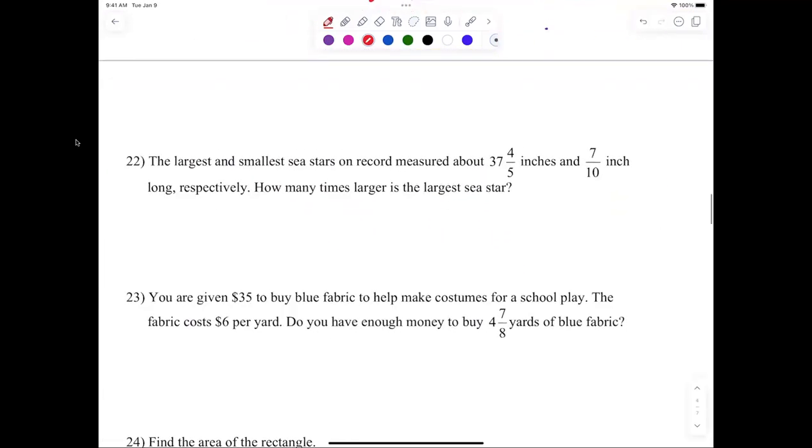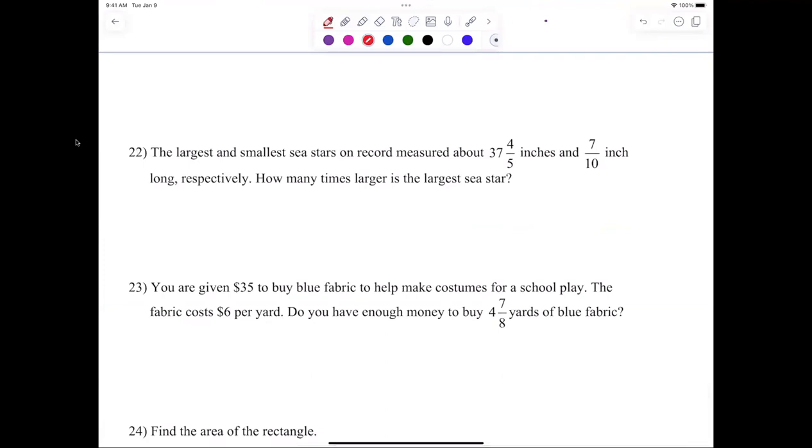All right, here we go. 22. Ooh, okay, let's see. Garris, go ahead. Read it to me. 37 4/5 inches and inches long. How many times do I have to do this? But I just use that. What are you thinking? Yeah, that's exactly right. Very smart. All right, you guys, we're doing pretty good on this. I'm super impressed. All right, so he said divide. What are we going to divide?